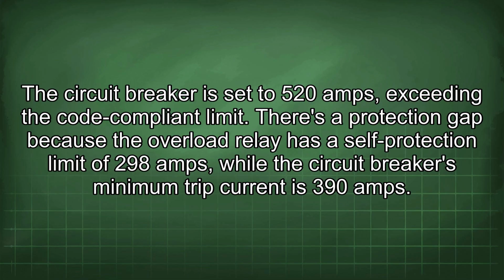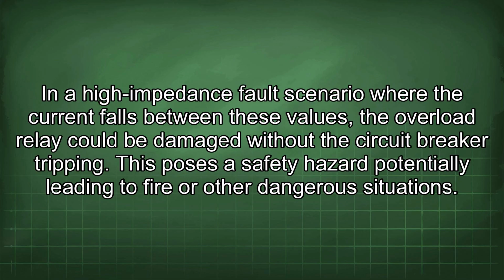There's a protection gap because the overload relay has a self-protection limit of 298 amps, while the circuit breaker's minimum trip current is 390 amps. In a high-impedance fault scenario where the current falls between these values, the overload relay could be damaged without the circuit breaker tripping. This poses a safety hazard, potentially leading to fire or other dangerous situations.